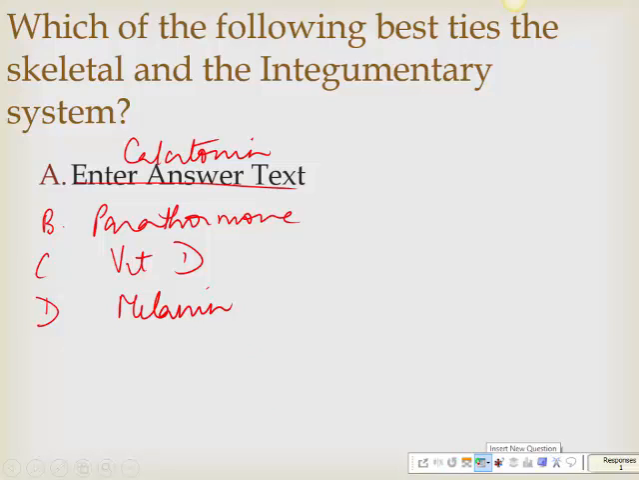Let's see, how many choose calcitonin? Just raise your hands. Nobody. How many choose parathormone? Vitamin D? Okay, looks like quite a few people choose vitamin D. And how many choose melanin? No one. And the rest who didn't raise their hands? Okay. Yes, it is vitamin D, right? Because vitamin D is in an inactive form in the integumentary system, gets activated, and then causes calcium to be deposited in bone after reabsorbing and helping with all of that. So that's how it ties the skeletal system with the integumentary system.